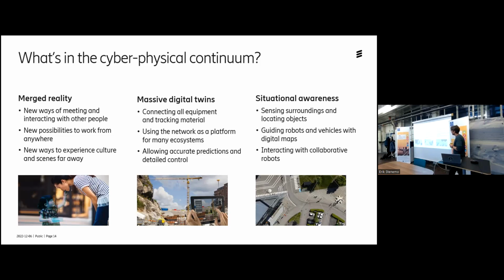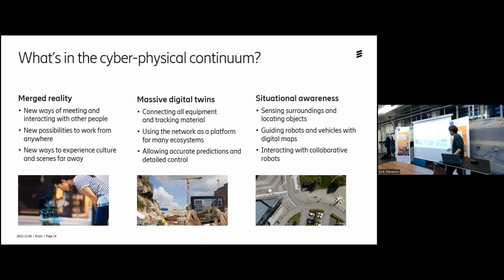So here are three examples. Merged reality, you will be able to talk to holograms. You will experience things at a distance, for instance. You can watch a concert from home. You can work from anywhere. So it's connecting you with a distant scenario or a distant person. And you should be able to experience that as more or less reality. So that's merged reality. So you merge a digital object, a hologram, with your reality that you see around you, and you merge it so that it feels natural.